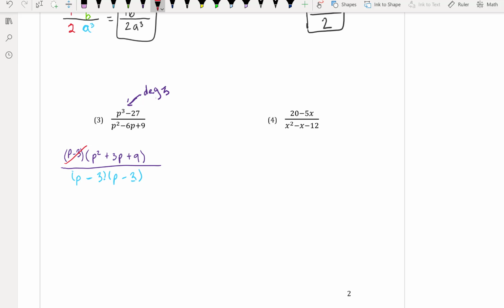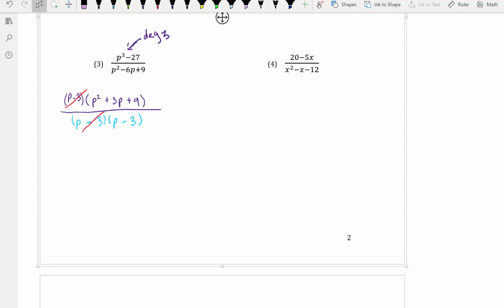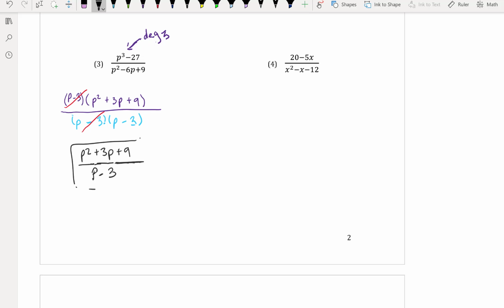And so I know that I have to cancel out common terms. So this p minus 3 can cancel out with one of those p minus 3. So my final answer, I'm going to have my p squared plus 3p plus 9 all over my p minus 3. Okay, and so that's going to be my final answer.